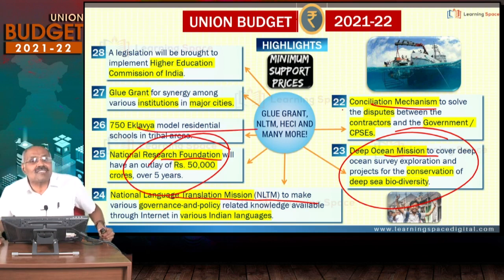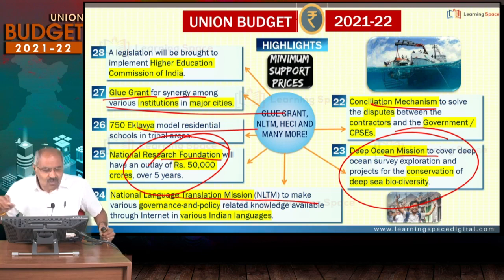750 Eklavya model residential schools in the tribal areas. Glue grant. What is this glue grant? Glue grant is nothing but, suppose you take a city like Chennai, a city like Delhi. There are several top-end educational institutions, but the synergy is missing. To ensure coordination, to ensure synergy, what the government planned is the glue grant, that is basically for synergy among various institutions in major cities.